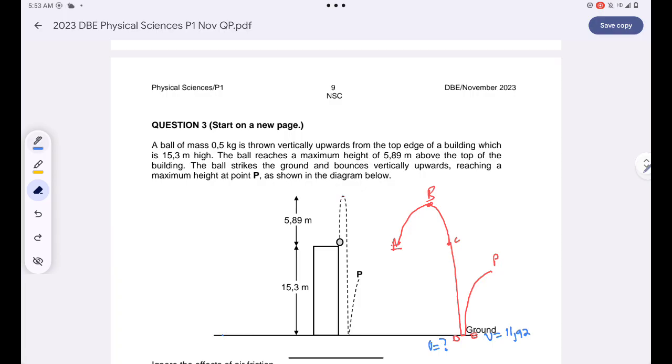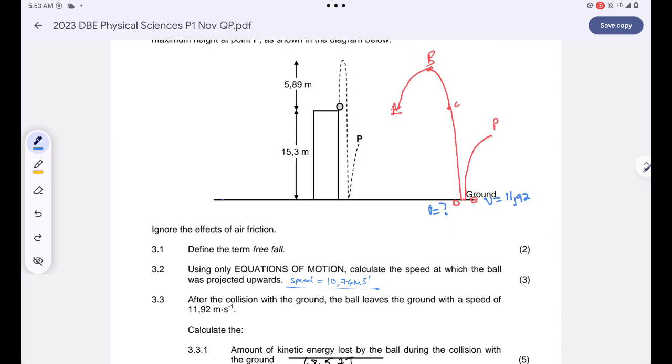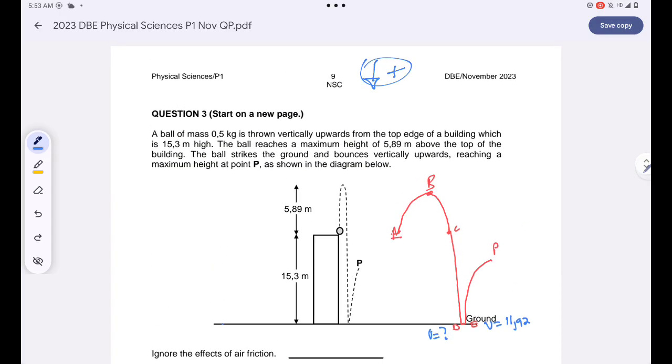Okay, now we are taking downwards movement as positive, right? Yes, the illustration is still the same. The definition of free fall is still the same: the motion of an object which is under the influence of gravity and gravity only. And then, by using the equations of motion, calculate the speed at which the ball was projected, right? I can use information from A to B, right?